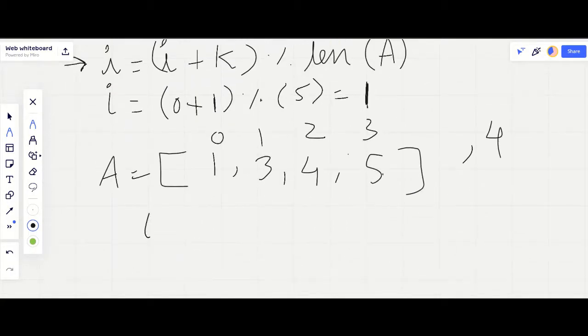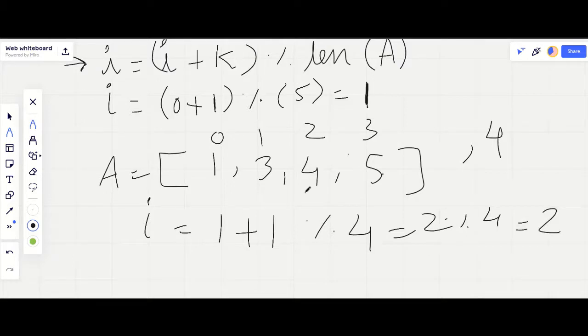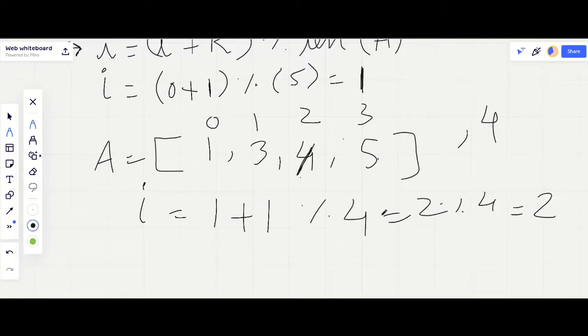For the next index, currently my I was 1, right? So I plus k modulo length of array. So I plus 1 modulo length of a, that is 4. So 2 modulo 4 would be 2, right? So what can we do? We can remove this element that is 4, at the second index. Once we do that, we are left with 3 elements, 0, 1, 2, that is 1, 3, 5.